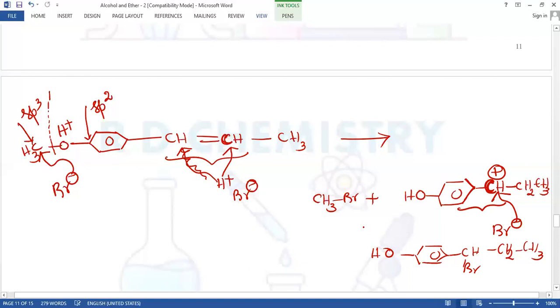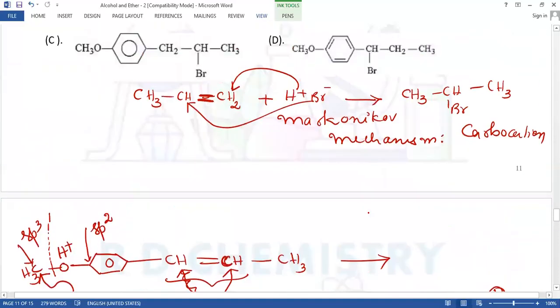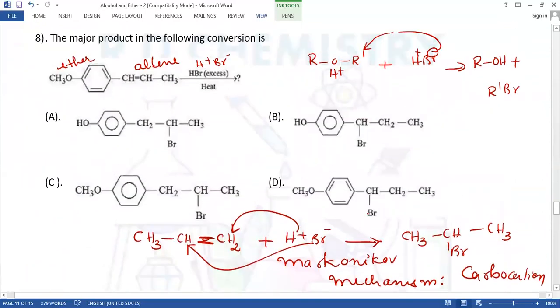Now you have to tell me what the answer is. So the answer is option number, which one? B is the answer, right? So the answer is B. The other product is not given.